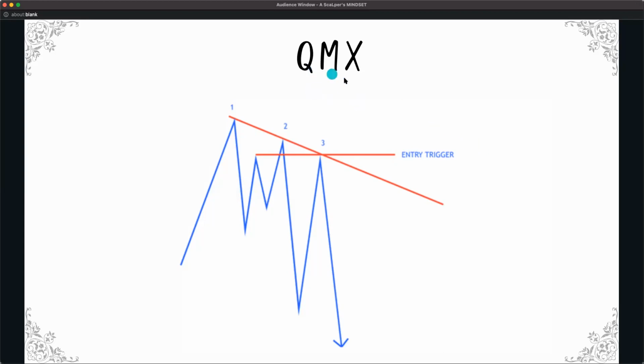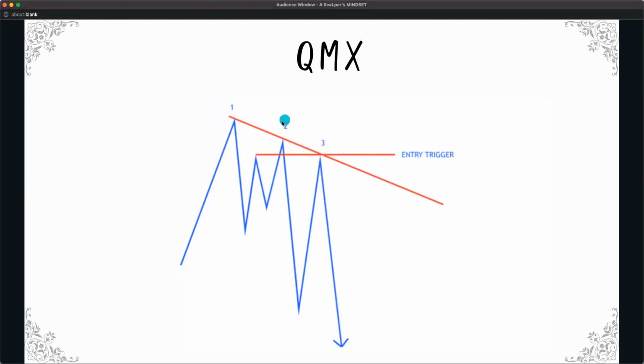So what is a QMX? A QMX is you're going to have a high, and then you're going to have a QM in the middle, and that right shoulder, when it comes, that'll be your third tap of a trend line. Okay, so that is your entry signal.